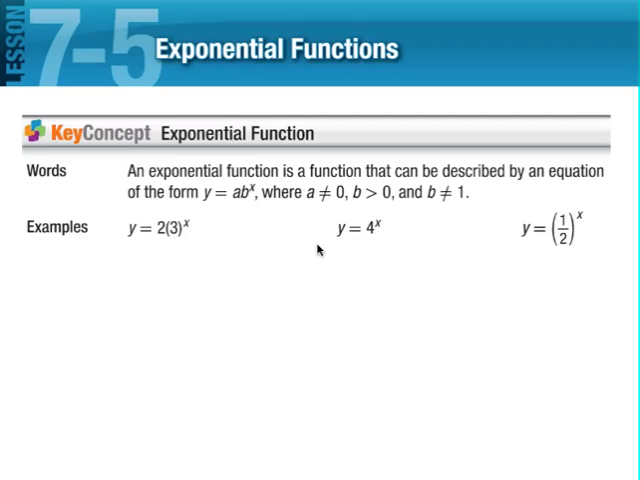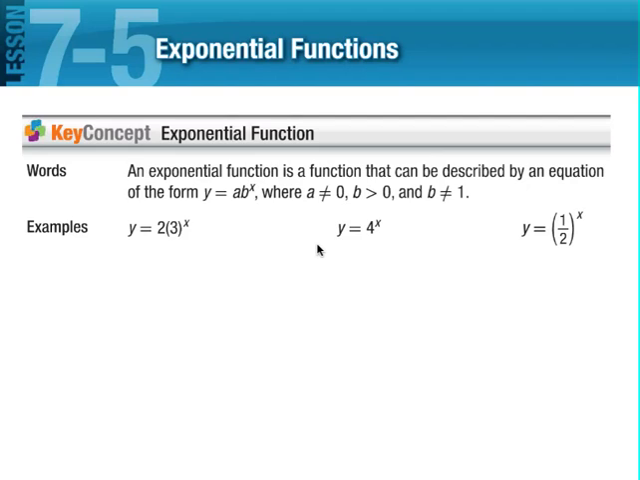Okay? B is greater than 0. So tell me what that means. It's a number greater than 0. It can't be negative. It's got to be positive, right? So it can be a fraction, though, but it just has to be positive. So no negatives are allowed for b.